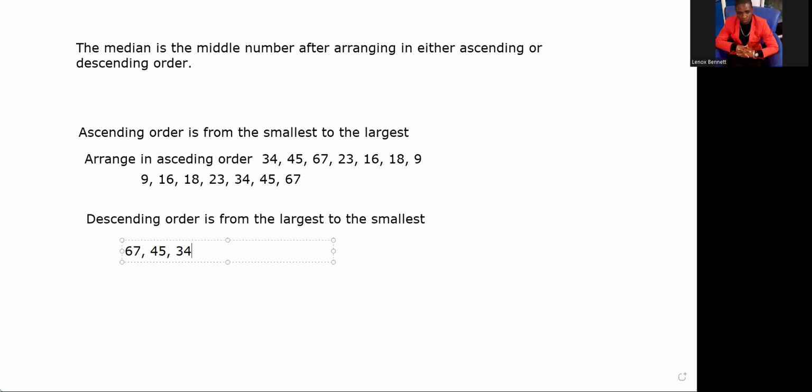I'm going to ask someone in the audience to say which number they think would come next. Aiden, which number comes next after 34? Sir, the number that comes next after 34 would be 45, sir. 45?